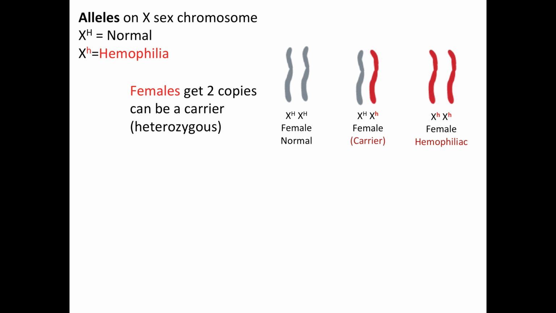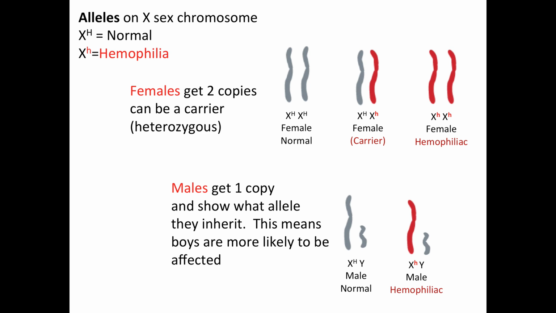But if you are receiving 2 bad copies, you would be a hemophiliac, so that's a homozygous recessive. If you have 2 good copies, homozygous dominant, you're normal. And we consider the people who have the recessive allele but are normal and don't show that trait, they're carriers, as in they carry that allele and they can pass it on to their kids. Males, however, do not have that same setup. They do not get 2 X chromosomes, they only get 1. And the trait is on this X chromosome.